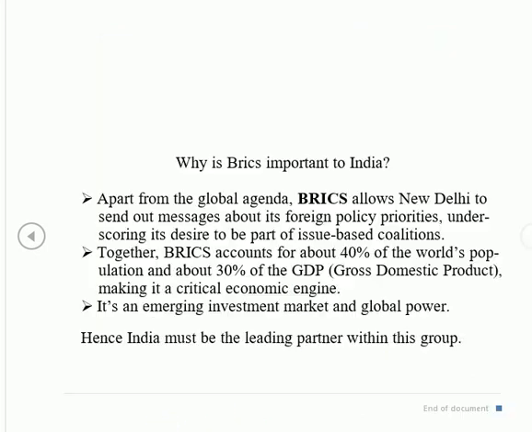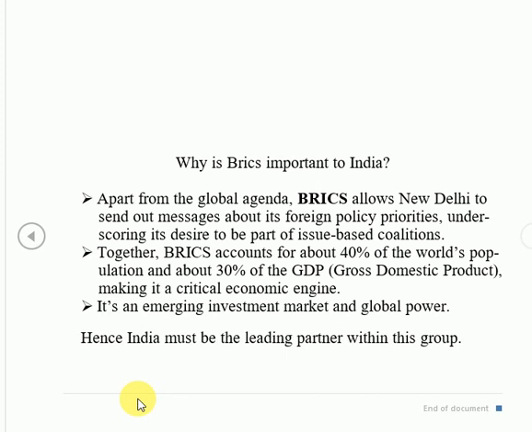Let us see some extra topics. Like if I ask, why is BRICS important to India? Apart from the global agenda, BRICS allows New Delhi to send out a message about its foreign policy priorities, underscoring its desire to be part of an issue-based coalition. Means being part of this forum, BRICS allows New Delhi to send a message about foreign policy. This is most important, and this is a kind of advantage for our country.